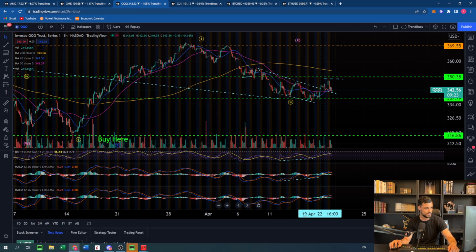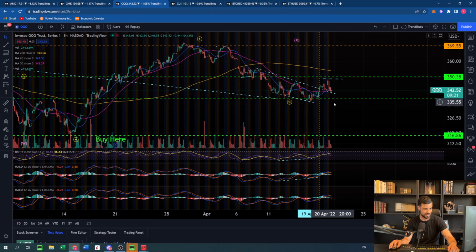I don't know what's going to happen. I'm having my stop losses still around 335. I think I'm going to lift my stop loss a little bit higher, guys, because at least I'm going to lock in this trade with some profit.